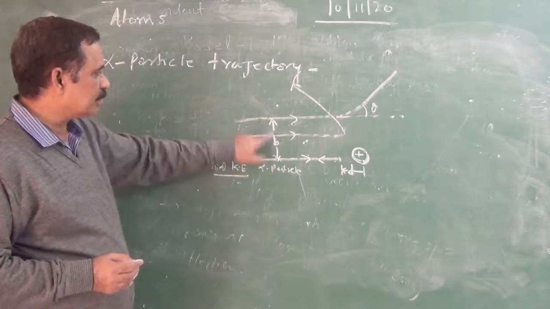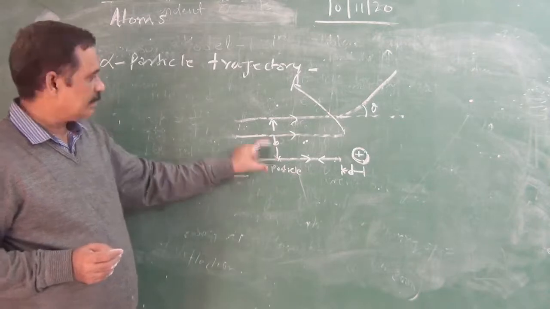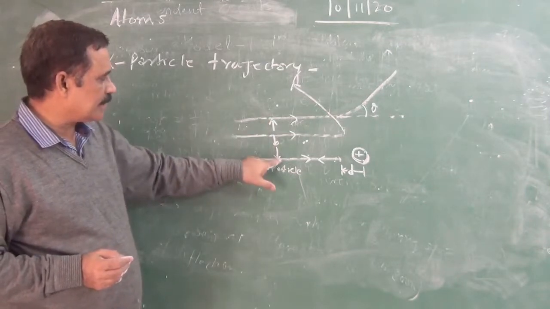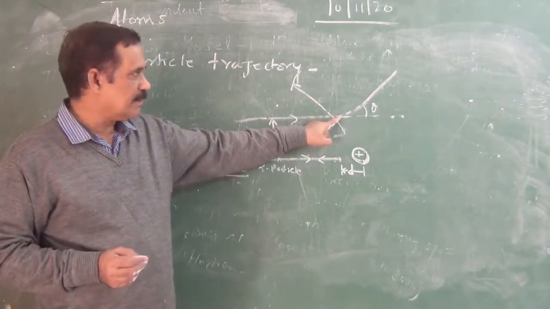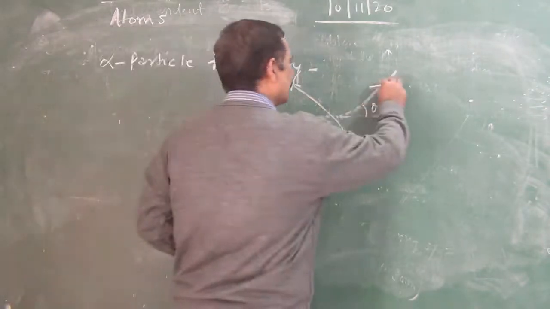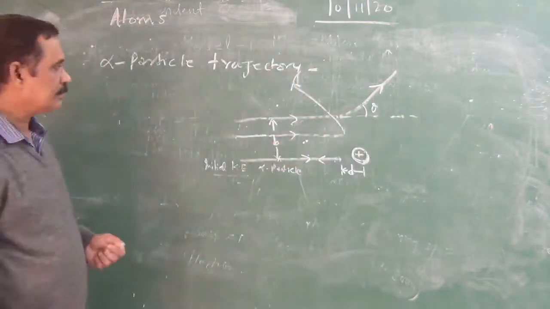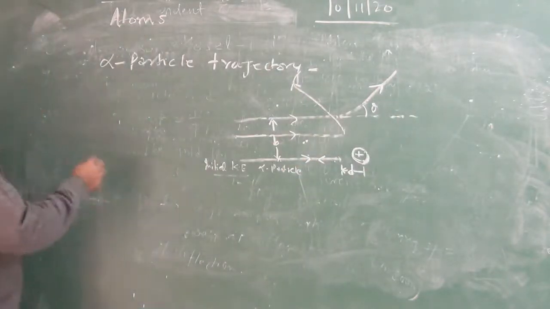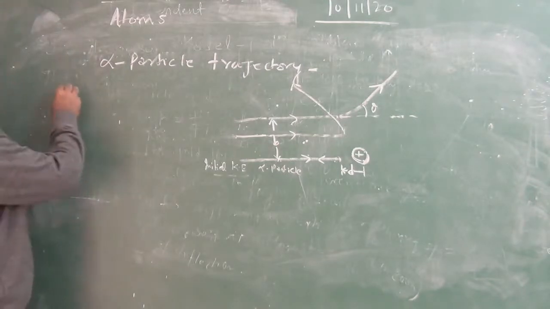And this is the impact parameter. This B shows the impact parameter. Impact parameter is defined as the perpendicular distance between the center of the nucleus and the point where the alpha particle is deflected through an angle theta from its initial path. Clear? So first, with the help of this figure, we will explain the impact parameter.